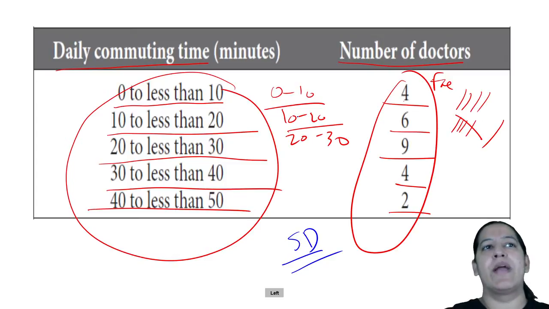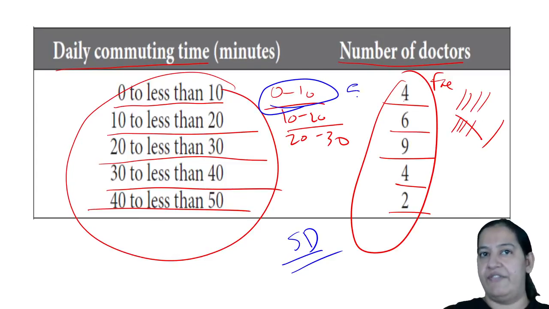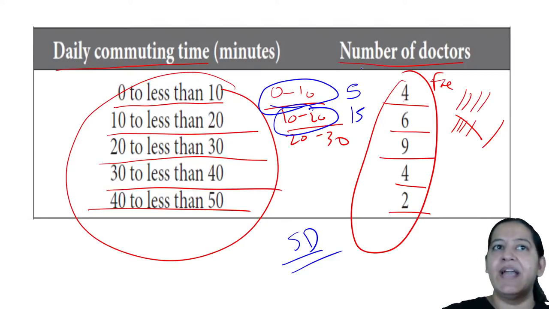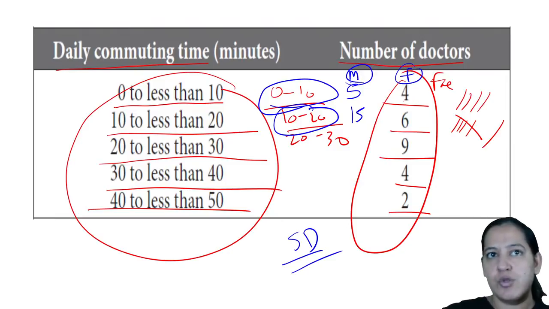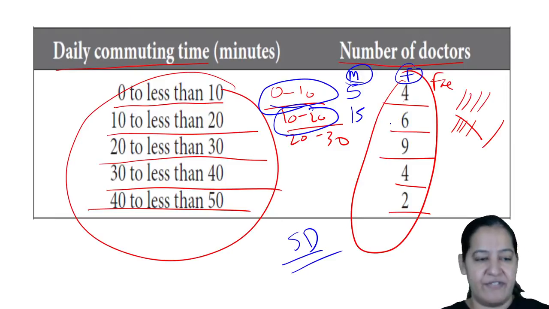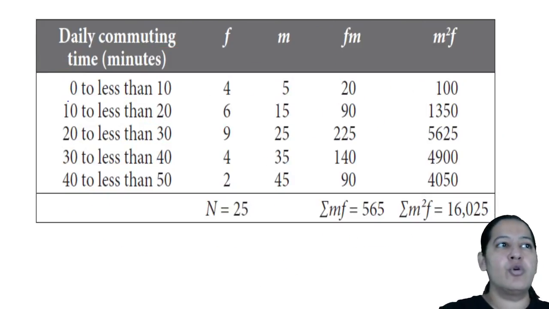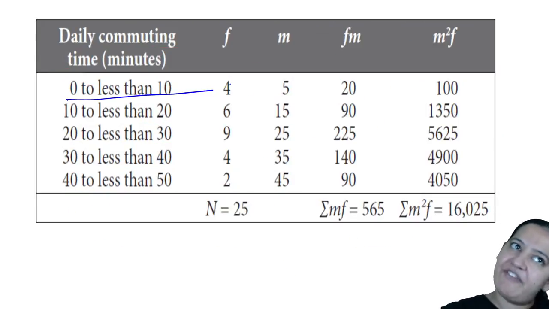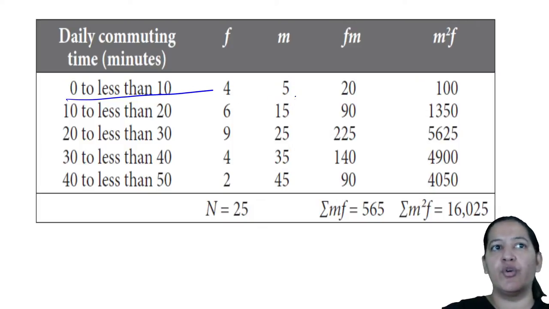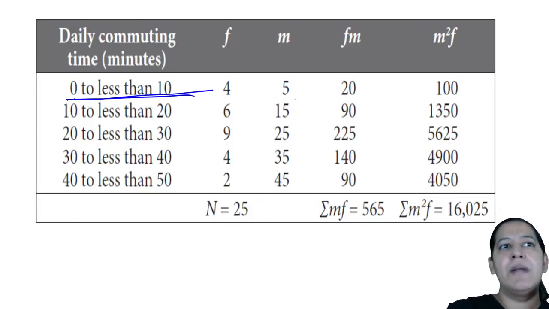We will calculate the midpoint. The midpoint of 0 to 10 is 5. The midpoint of 10 to 20 is 15. The midpoint is indicated by M, and frequency is F. So we have two values, M and F. We will convert the grouping into midpoints. The midpoint of 0 to 10 can be arbitrary; you can take 5 or 4, whatever you wish. So the midpoint of 0 to 10 is 5.